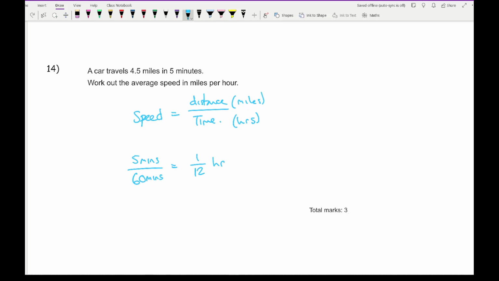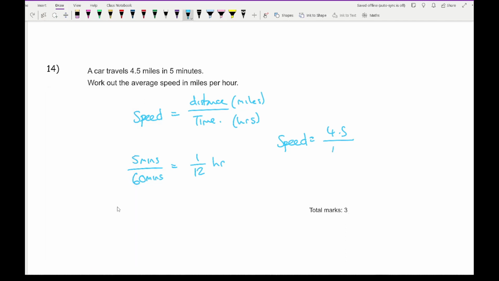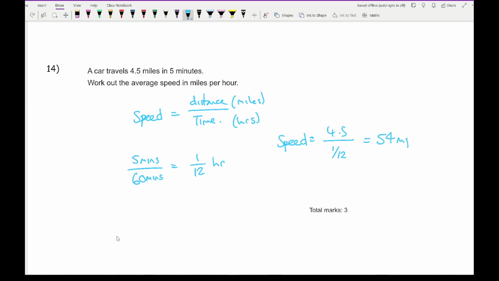So then doing the speed, it's going to be 4.5 divided by, now I can either work with the fraction or I can work out what 1/12 is. So 1/12 as a decimal is going to be 0.83 recurring. I'm just going to keep it as a fraction. So if I work that out, 4.5 divided by 1/12, or you could use the fraction button, it gives me 54. So the answer then is 54 miles per hour.